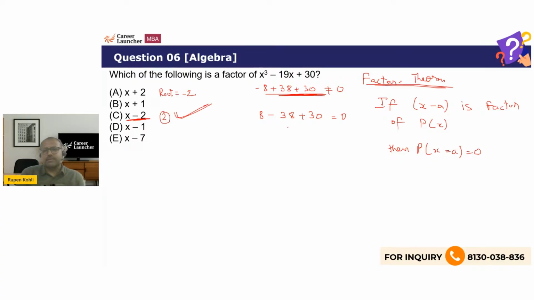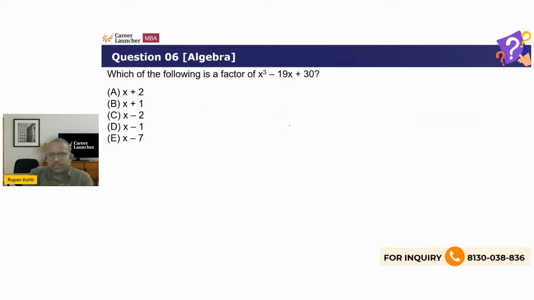So it is just very simple factor theorem. If x minus a is a factor of any polynomial, then the value of that polynomial at x equal to a is 0, meaning a is the root of that polynomial. I hope that is very simple to understand, and if you get this question, I think that's very easy. Perfect. Let's go to the next one.